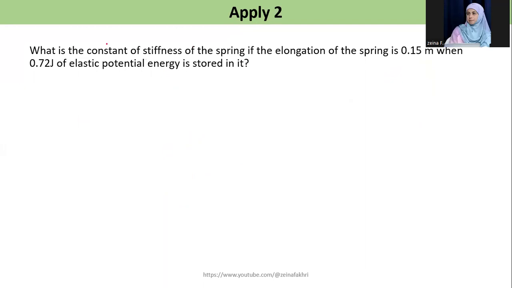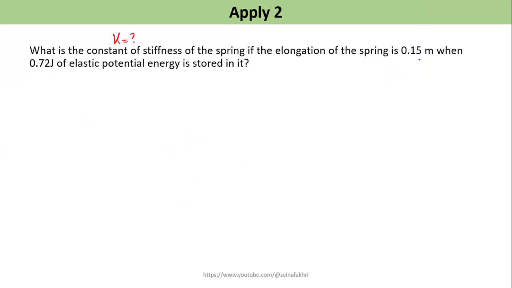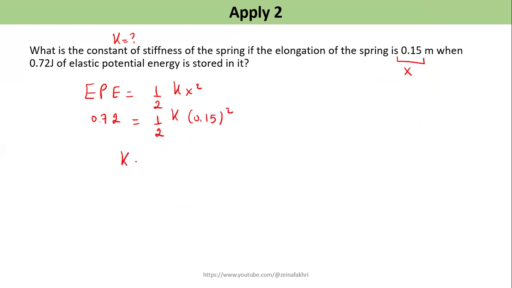Let's do another example. What is the stiffness constant? So k is equal to how much, if the elongation of the spring is 0.15 meter? So here we are given the elongation, which is x, when 0.72 joules of elastic potential energy is stored. So EPE is equal to half kx squared. Here we have 0.72 joules equals half, and the stiffness, we have to find it, times x which is 0.15 squared. So we get that k equals 2 multiplied by 0.72 over 0.15 squared, which will give us 57.6 newtons per meter.